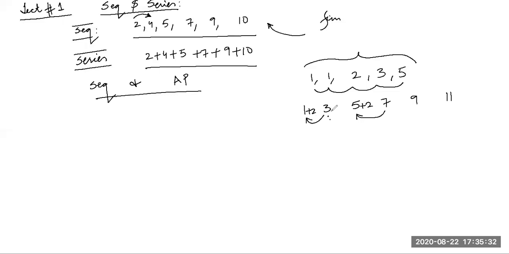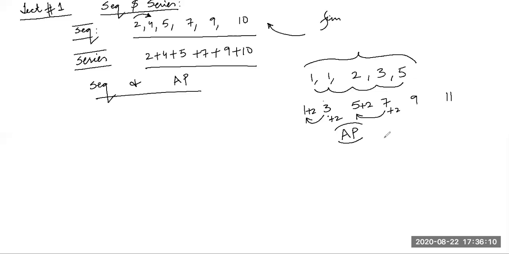Now, every successive term in the sequence can be defined by this pattern: there is some first term, and we add something to the first term, we get the second term. We add something to the second term, we get 5. We add 2 to 5, we get 7. We add 2 to 7, we get 9. A particular pattern and a particular constant is defined, and the sequence is known as arithmetic progression, or simply arithmetic sequence also.